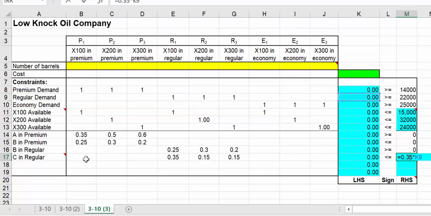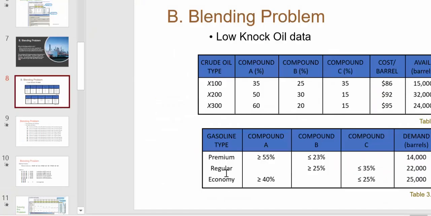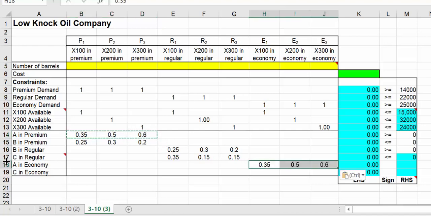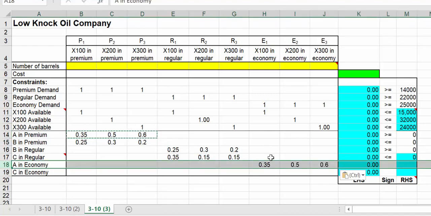Okay, let's take a look at the last two, which look at economy. So economy needs a certain amount of compound A and a certain amount of compound C. We can call this A in economy, and this can be C in economy. And then economy would be these last three here. So for A in economy, we can copy A in premium, because this is still A. Those numbers don't change. We can put that right here, and we can verify. It's lined up.